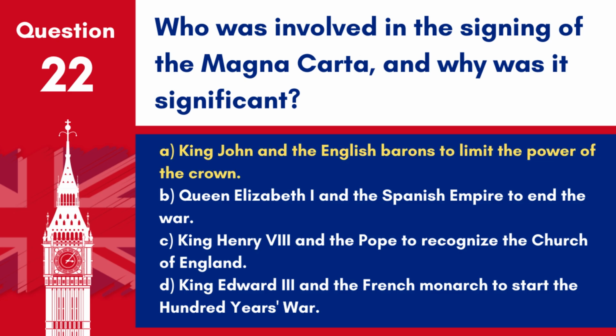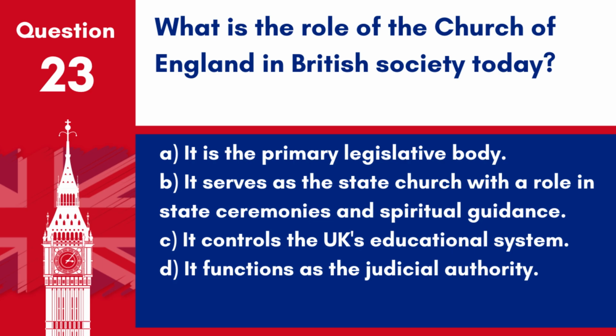Answer A. King John and the English barons to limit the power of the Crown. The Magna Carta, signed in 1215 by King John and the English barons, was significant as it limited the powers of the king for the first time and laid the foundation for future constitutional developments. Question 23. What is the role of the Church of England in British society today?